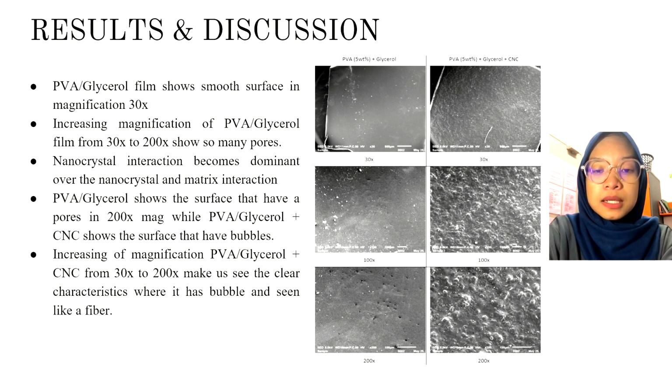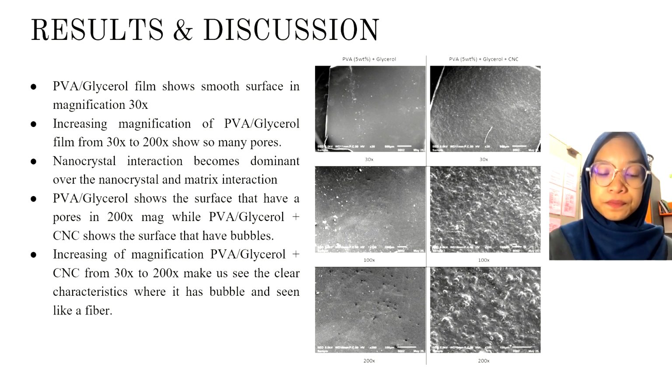From the SEM analysis, it shows that PVA and glycerol has a smooth surface at magnification of 30 times. By increasing the magnification of the PVA glycerol film from 30 times to 200 times, it shows many pores. Non-crystal interaction becomes dominant over the non-crystal and matrix interaction. PVA glycerol shows a surface that has pores at 200 times magnification, while PVA glycerol and CNC shows a surface that has bubbles. By increasing the magnification of PVA glycerol and CNC from 30 times to 200 times, we can see the clear characteristic where it has bubbles and is seen like a fiber.